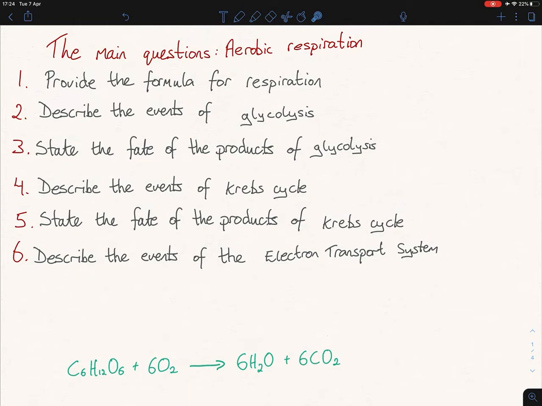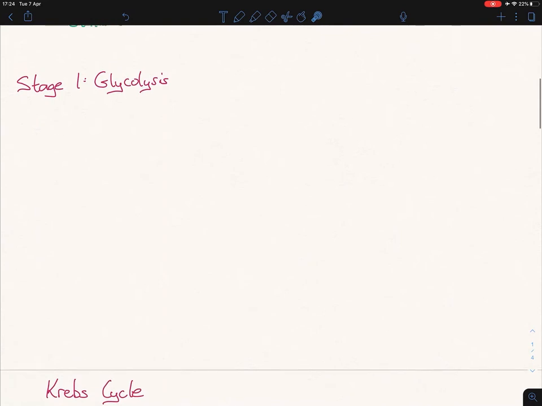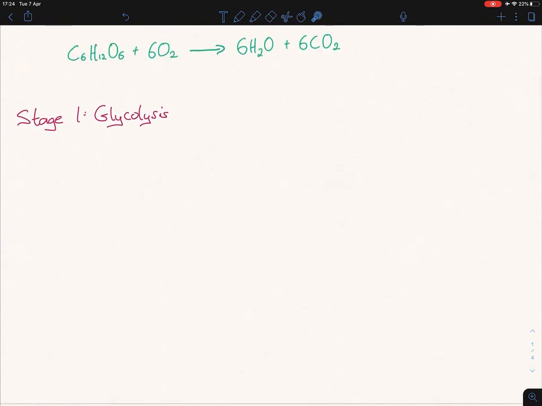Now, you're asked to divide the events of glycolysis here, then to state the products of glycolysis. So let's get started with that. Stage one, so for glycolysis. It is also known as an anaerobic stage, that occurs in the cytosol. Anaerobic meaning it doesn't require any oxygen to be present.